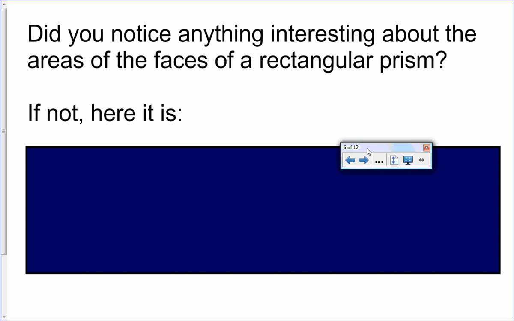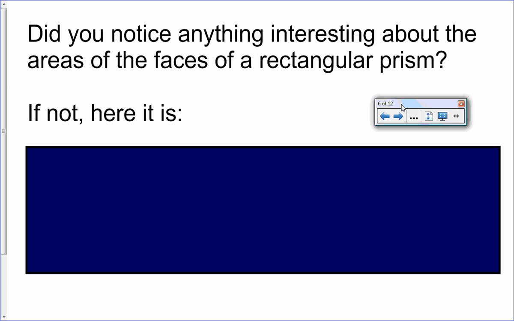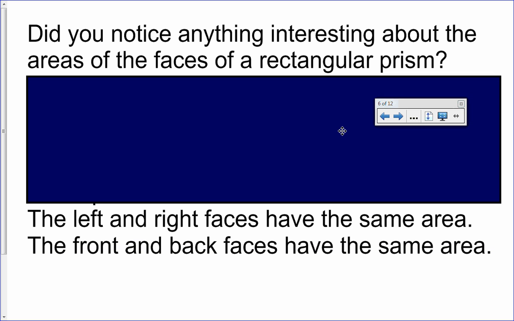Now, did you notice anything interesting about the areas of the faces of a rectangular prism? Go back and check the last 2 slides. See if you notice a pattern. Then come back to this. And I'll reveal this now. Something really interesting in a rectangular prism.